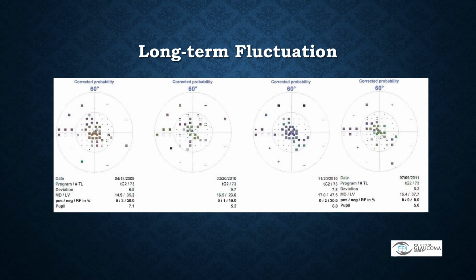Here's an example of long-term fluctuation. You can see the MD going up and down from 14.9 to 16.5, 17, and back down to 15.4. You can also see the defects getting larger then smaller then larger then smaller. Now if you were to see this visual field and then on the next visual field you see this worsening, you might think that the patient is progressing, and you might want to change the medication, add a medication, or even recommend surgery. But if you check for reproducibility and do it again, that's when you'll see that it's just long-term fluctuation.